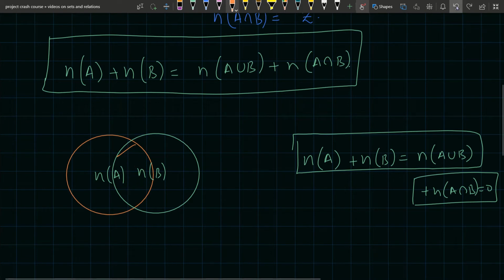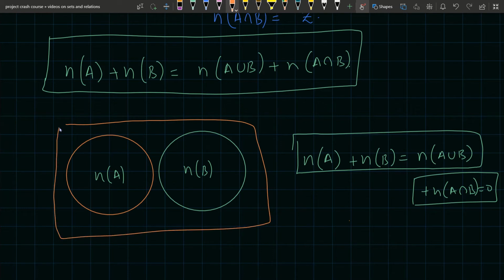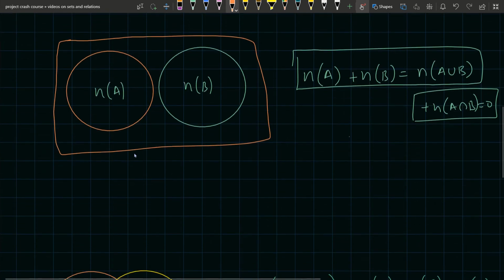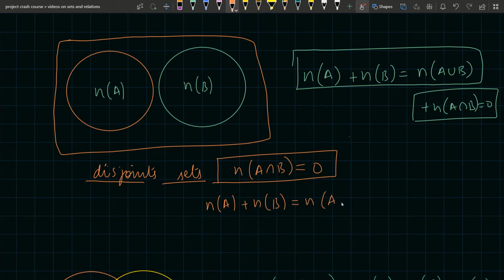Okay, so let's understand one thing. What do you call such a set which is not intersecting? Here we can clearly see they are not intersecting. Such sets which are not intersecting, we call them disjoint sets. What is it called? Disjoint sets. Those are not intersecting, like this one. There is no intersection. When A intersection B is equal to 0, we call it disjoint sets. In disjoint sets, N of A plus N of B will be equal to N of A union B. That's it. In every other scenario, you'll have an intersection. Okay, that is one thing we learned.